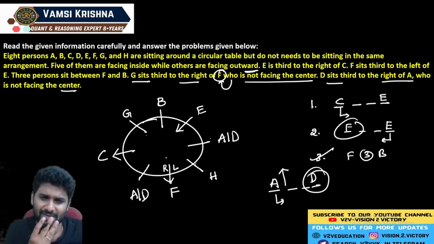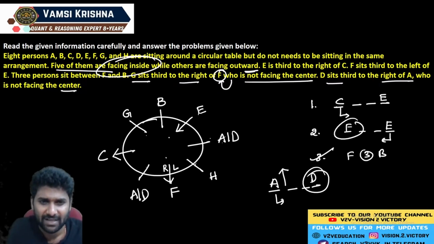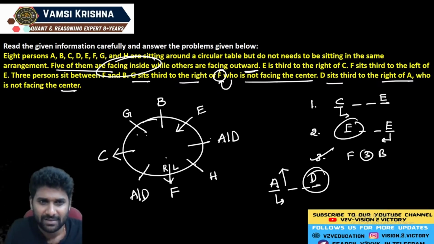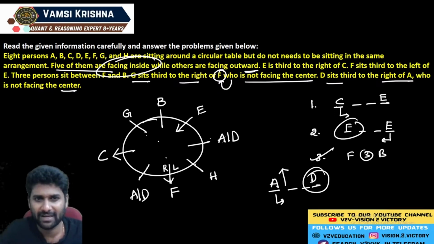Now guys, we are not sure yet, but we have one piece of information: 5 of them are facing inside. So how many are facing inside? Out of 8, 5 are facing inside and 3 facing outside. F outside, C outside, and we have to place one more person outside. Then definitely C.